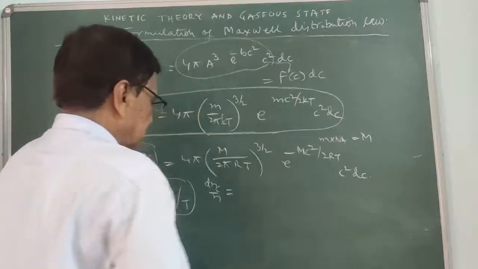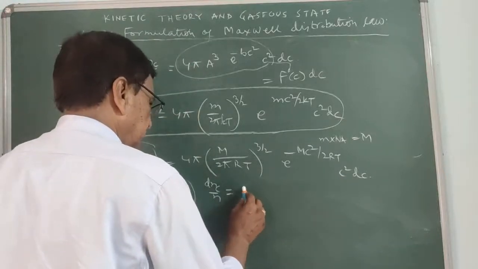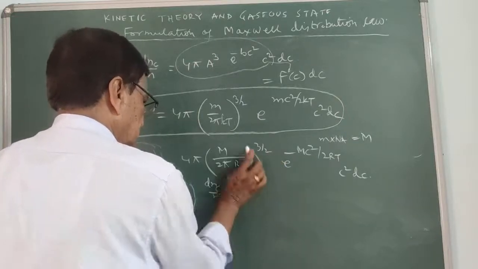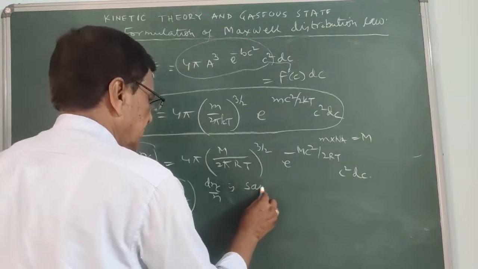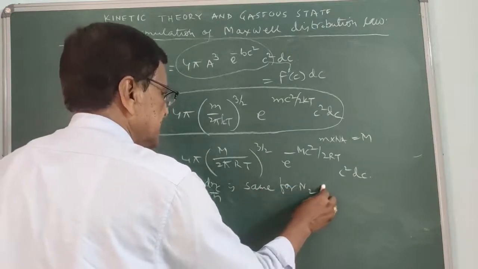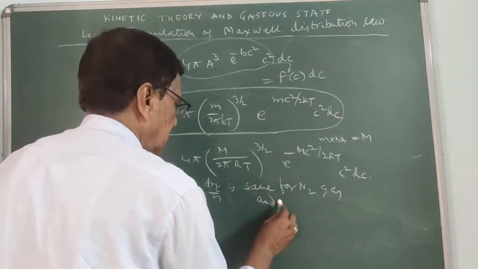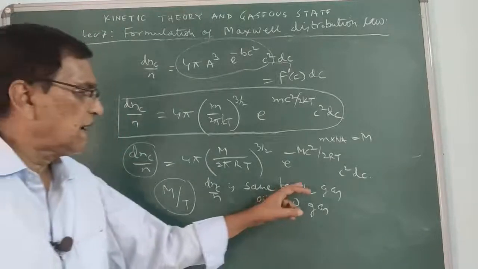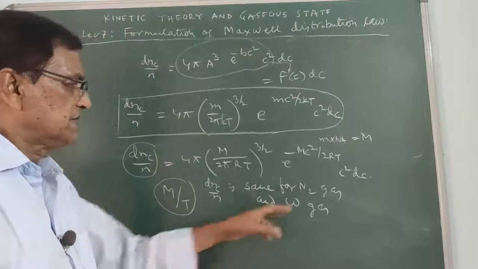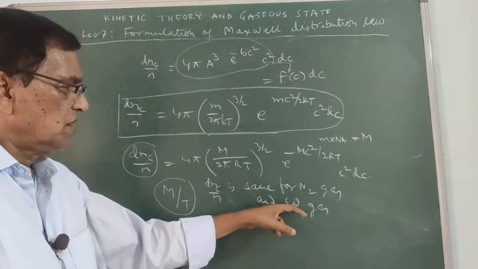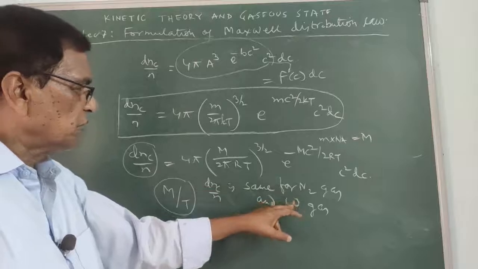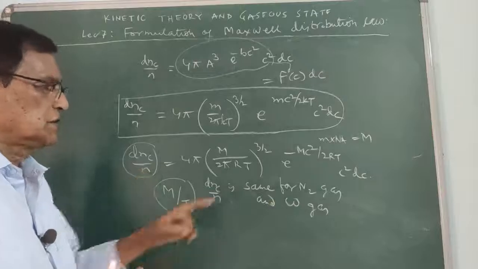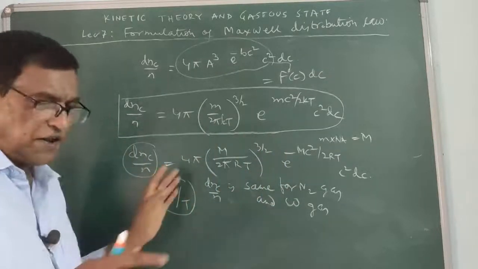Or you can say dNc/N is the same for nitrogen gas and carbon monoxide gas at any temperature. At any temperature, both have the same molar mass. It is 28 here, also 28 here. So carbon monoxide and nitrogen both have the same fraction of molecules having the speed c to c plus dc at all temperatures.